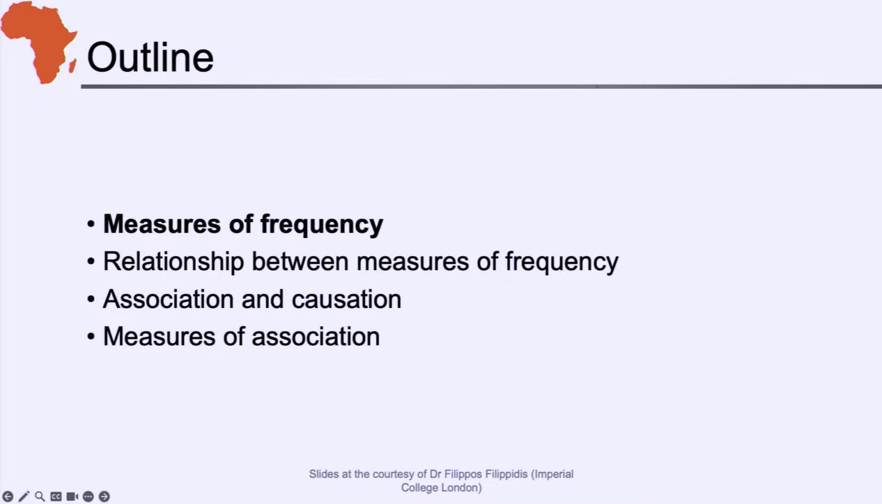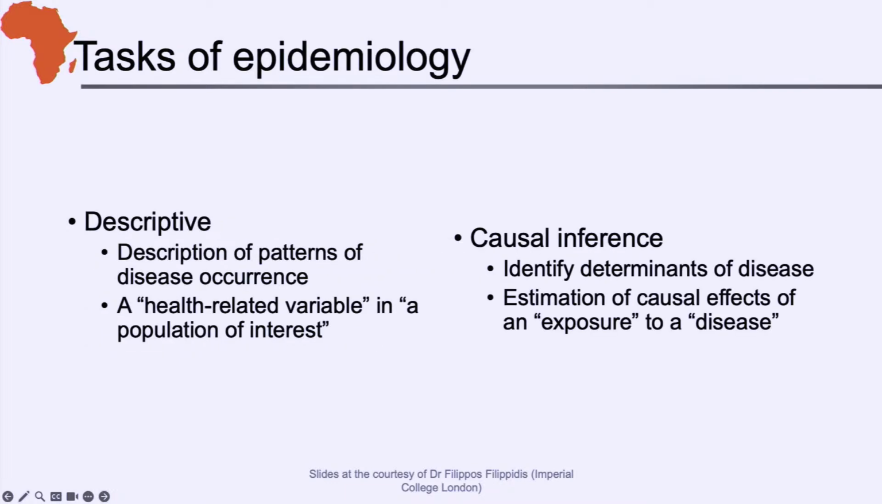Okay, let's begin with the measures of frequency and very basic tasks of epidemiology. In general in epidemiology, we basically want to describe the patterns of disease occurrence. So we have a health-related variable in a population of interest at a given point in time. Moima has already familiarized you with this concept, as well as causal inference, which is identifying determinants of disease and estimating causal effects of an exposure to a disease. The meaning of exposure I will go into more detail further on.